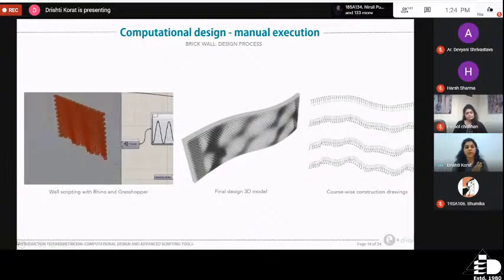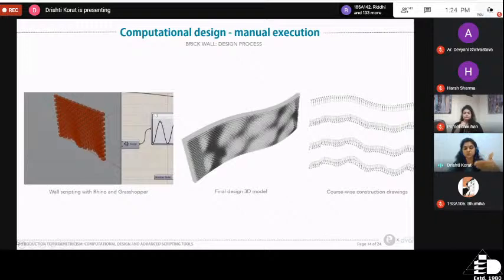visualization in Rhino. And in the center, you can see the final form of the design that we came up with. So we decided this is the kind of wall we want to make, and this is what the final 3D looks like. On the extreme right, you can see a set of construction drawings.